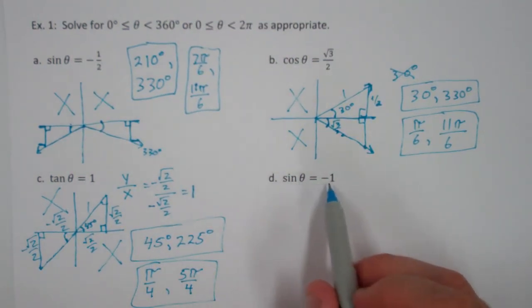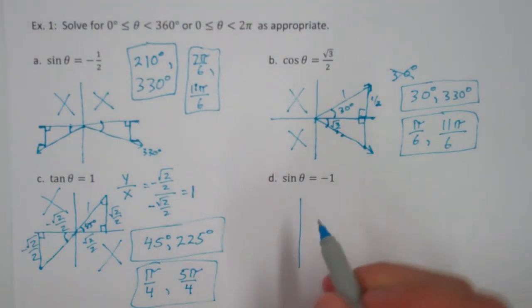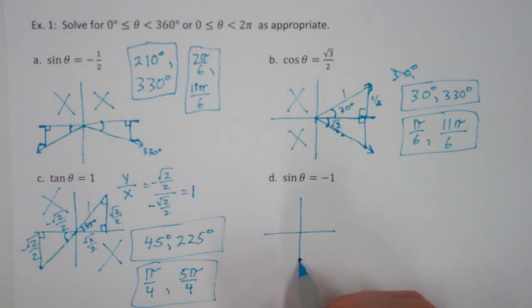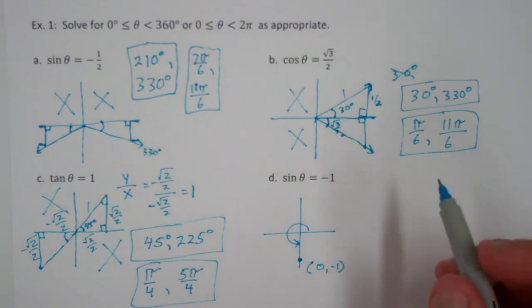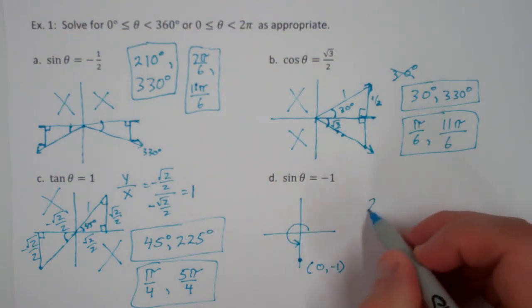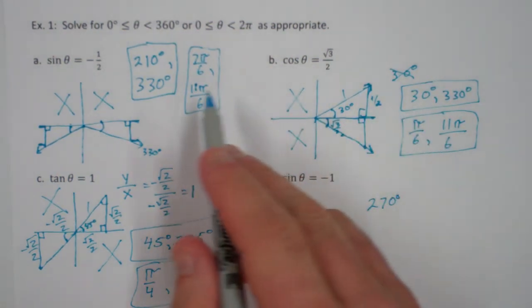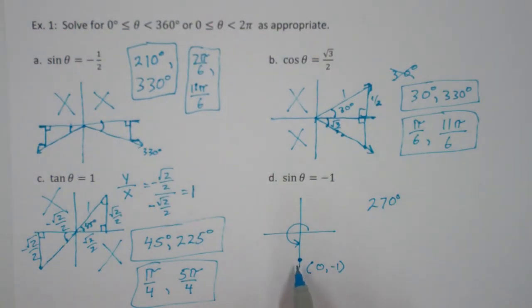The next one, we want the sine to be negative 1, so we want the y value to be negative 1. This point right here is 0, negative 1, so this angle measure is the one we're looking for. And so for this angle measure, what we need is 270. With the rest of these, they each had 2 angles, but this is a special one. When that point lies on an axis, lots of times you're only going to have one angle that meets those demands, especially if it's sine or cosine.